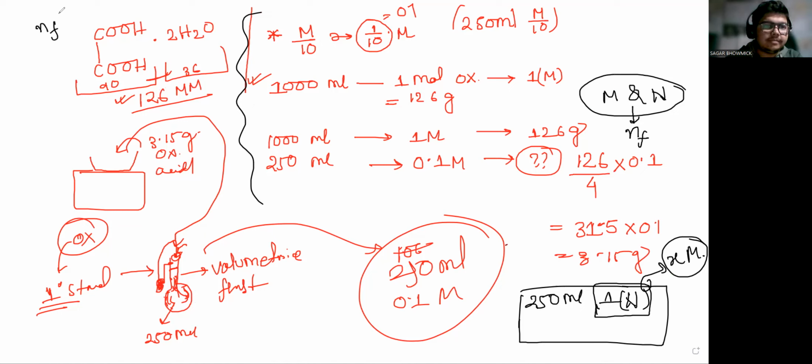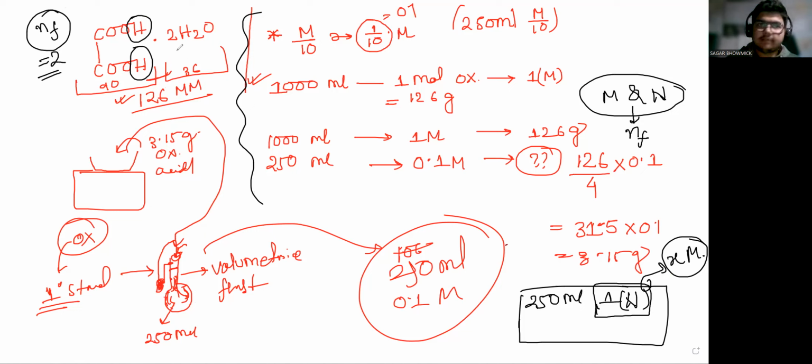Here, for acids, the n factor is its basicity. That means how many protons it may donate. Here there are 2 protons, so the n factor is 2.